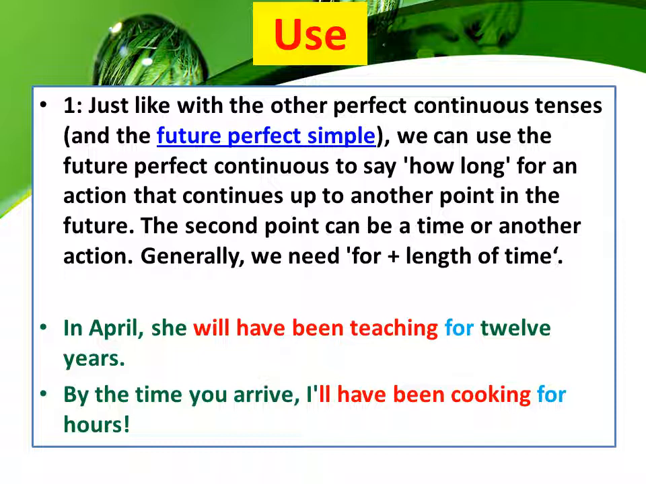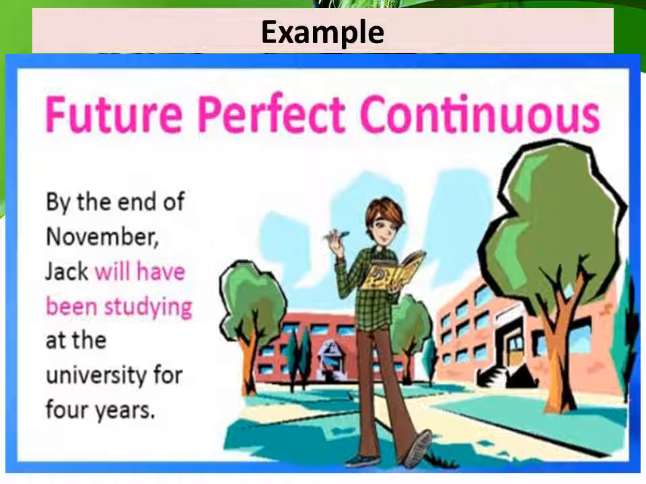Example, in April she will have been teaching for 12 years. Notice for 12 years, for plus length of time. Example 2, by the time you arrive I will have been cooking for hours. Here is another example. By the end of November Jack will have been studying at the university for 4 years. Here again we have for 4 years, meaning a length of time.